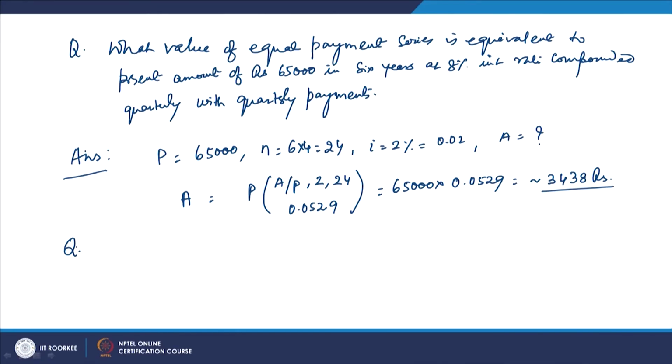Then we may have another example of solving some different problems, like you have present amount given as rupees 10,000 and future amount given as rupees 30,000, and compounding is quarterly.